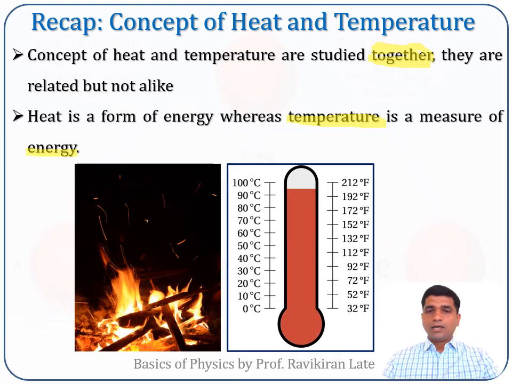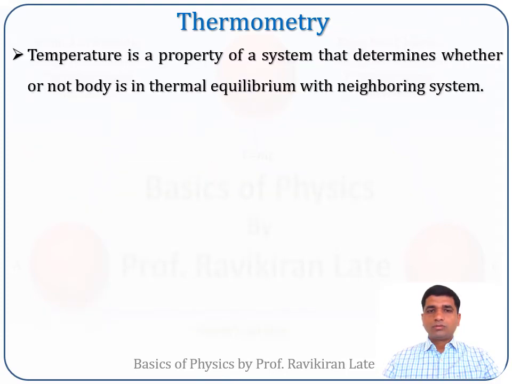In order to consider whether two thermal bodies in contact with each other will be in thermal equilibrium, it is decided by the property which we call temperature. So in order to check whether the given two systems are in thermal equilibrium, we need to measure the temperature of the two systems.